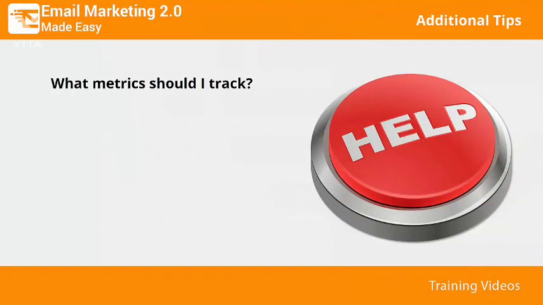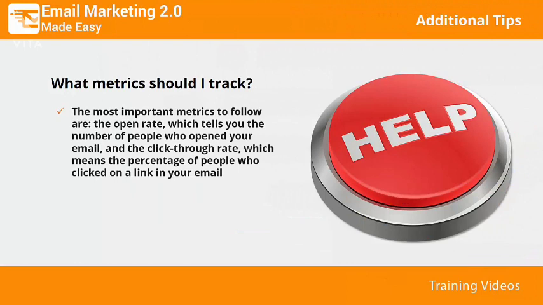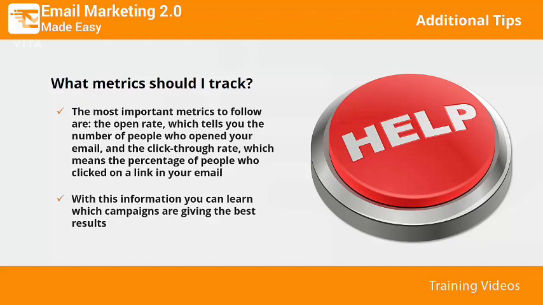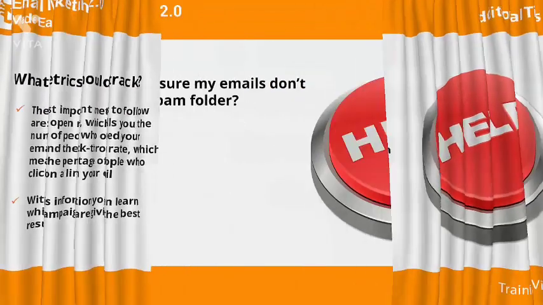What metrics should I track? The most important metrics to follow are the open rate, which tells you the number of people who opened your email, and the click-through rate, which means the percentage of people who clicked on a link in your email. With this information, you can learn which campaigns are giving the best results.